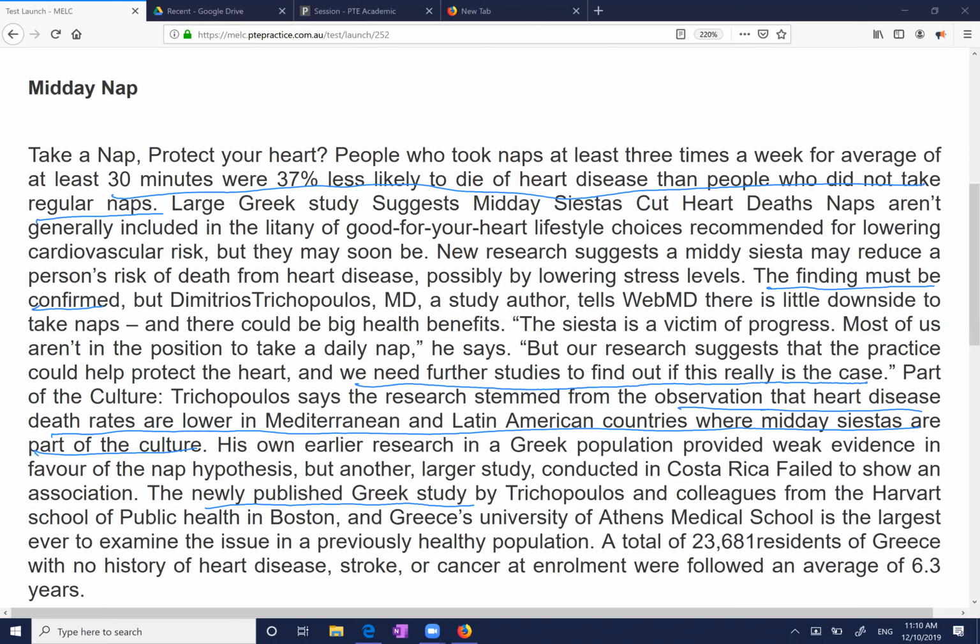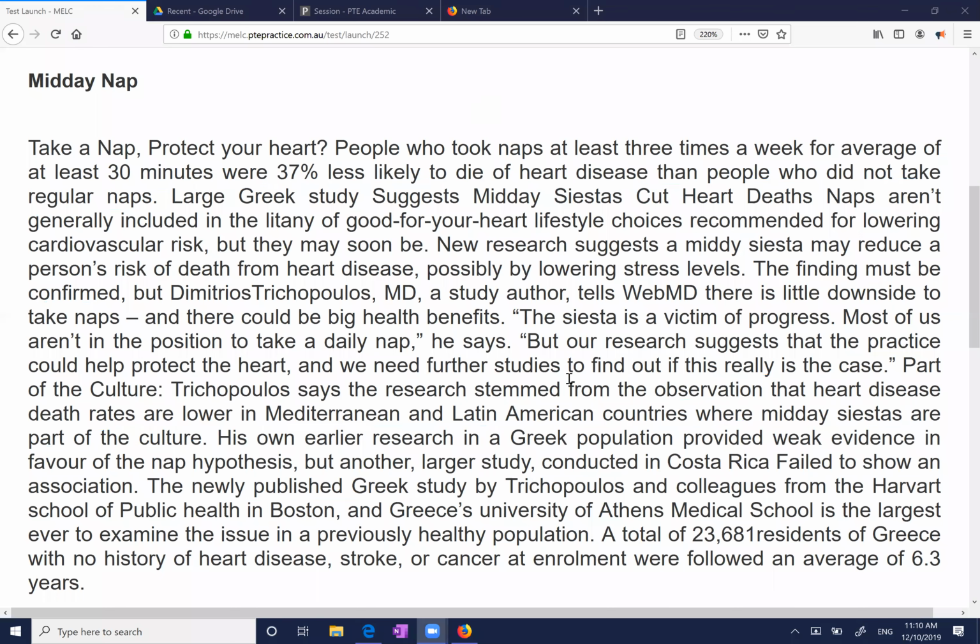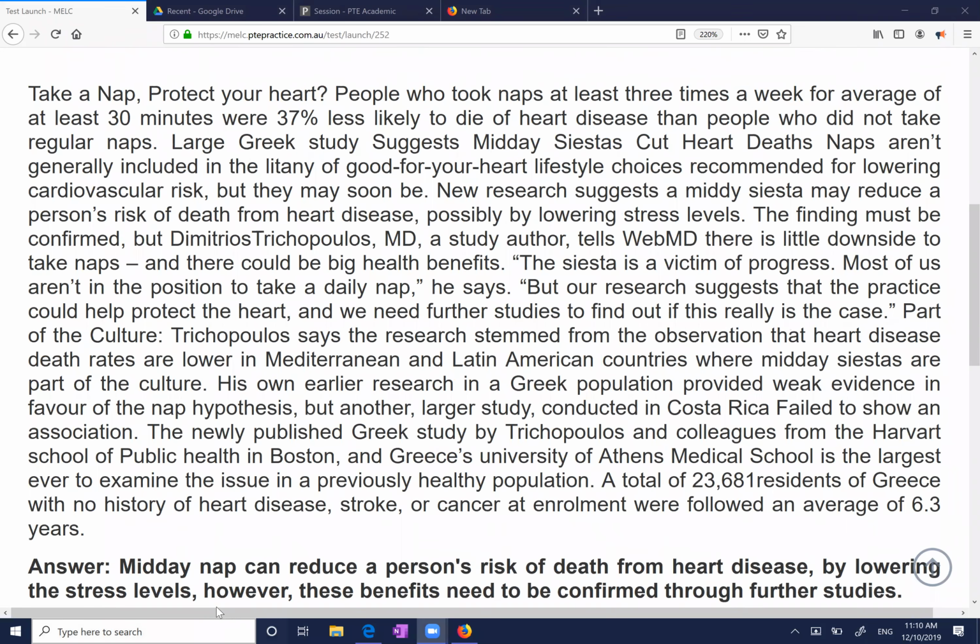So overall, if you look at the answer, now I'll show you how the answer was created. If I scroll down, a midday nap can reduce a person's risk of death from heart disease by lowering the stress levels. However, these benefits need to be confirmed through further studies. So overall, what was repeated again and again, we picked that up. Why? Because we need further studies to find out if this really is the case. The findings must be confirmed. But what are the findings? That those who take naps are at least 30% less likely to die than those who did not, because naps are recommended for lowering cardiovascular risk.